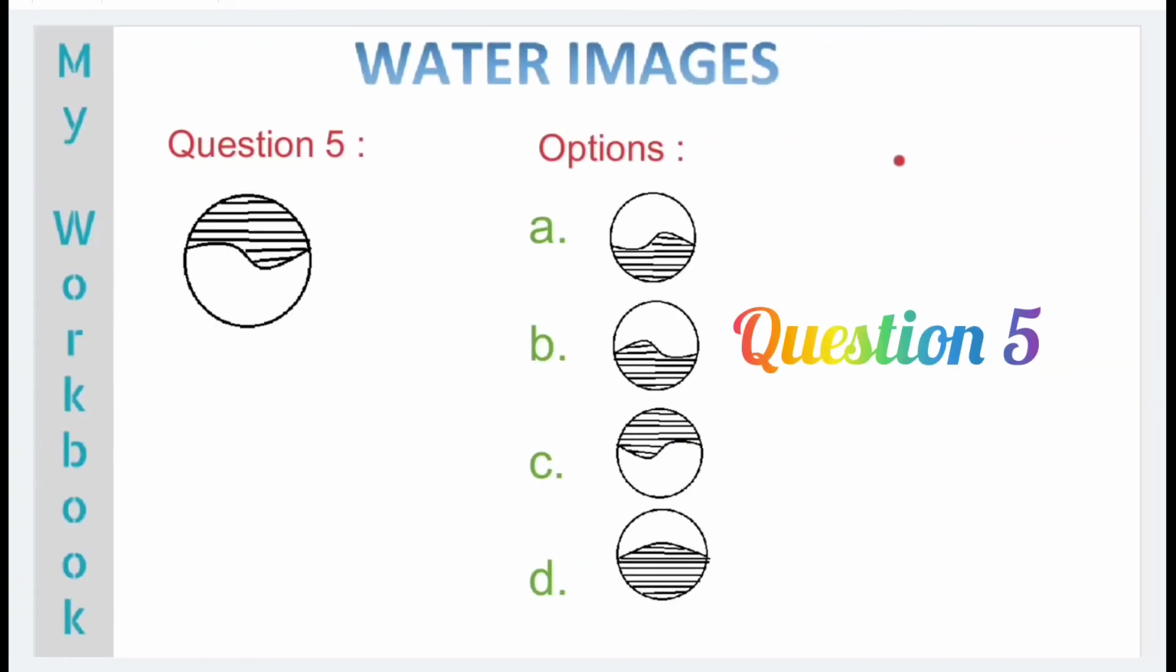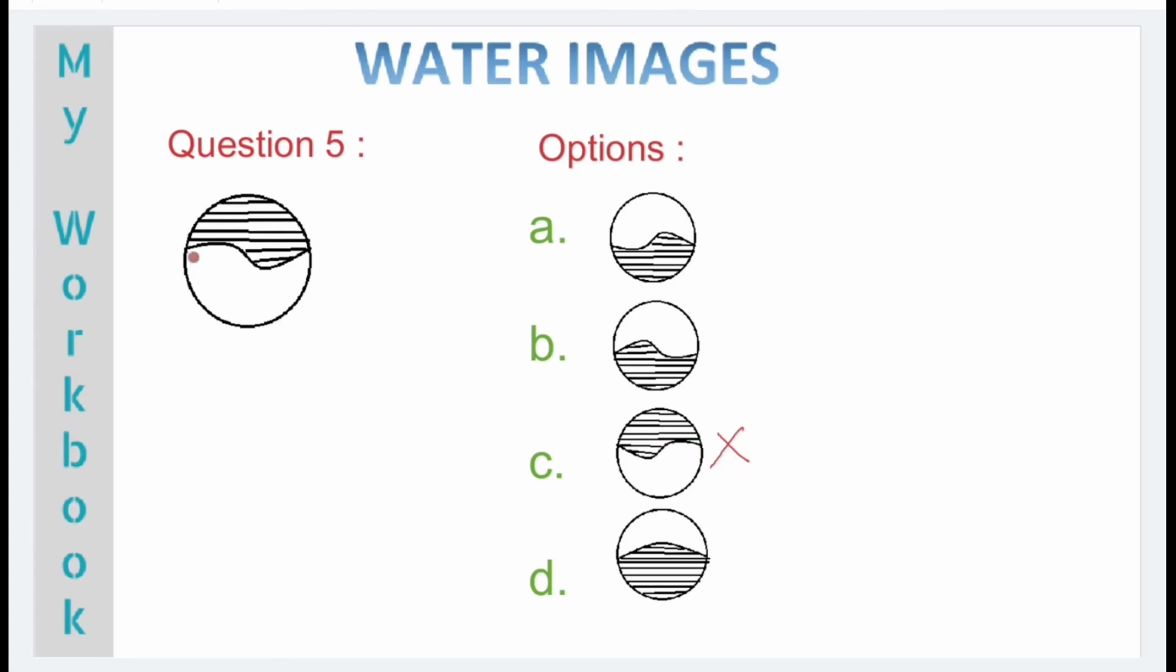Question number 5. In the question, the top half of the circle has been shaded. So in the water image, which half will be shaded, the top or the bottom? It's the bottom half. So we can eliminate option C because in option C, the top half of the circle has been shaded. So option C can be eliminated right away.